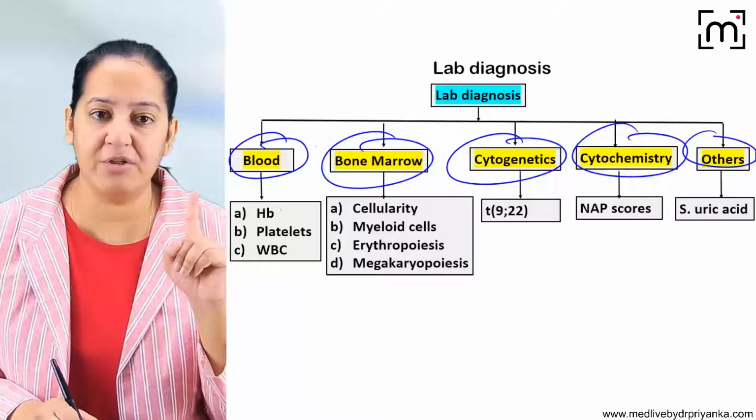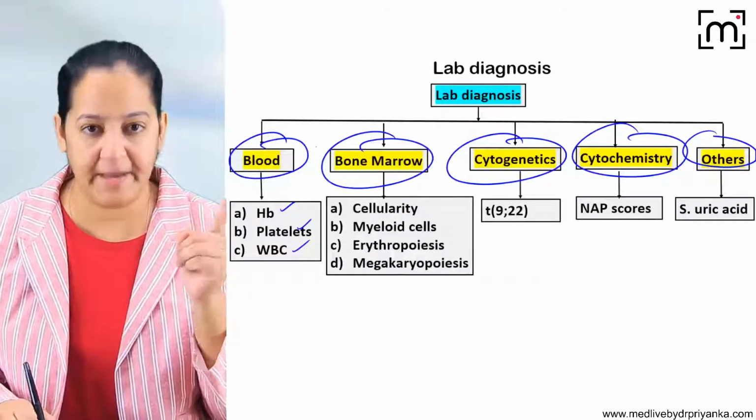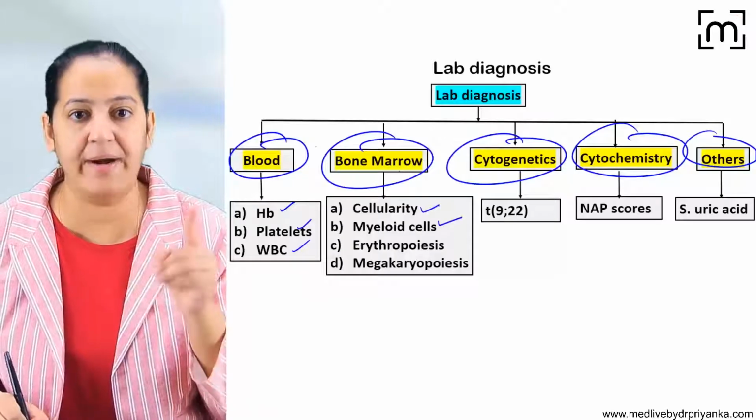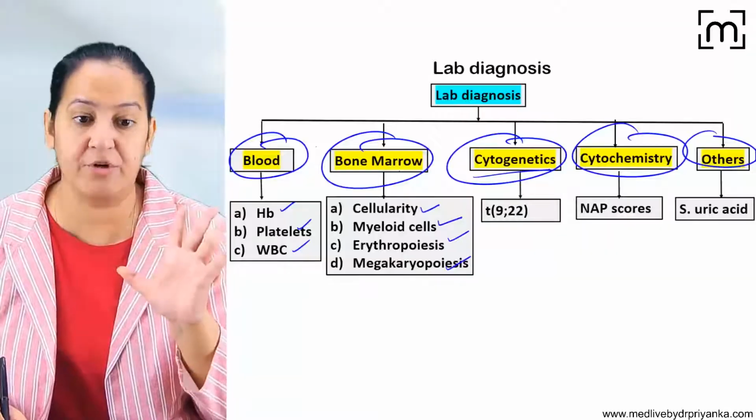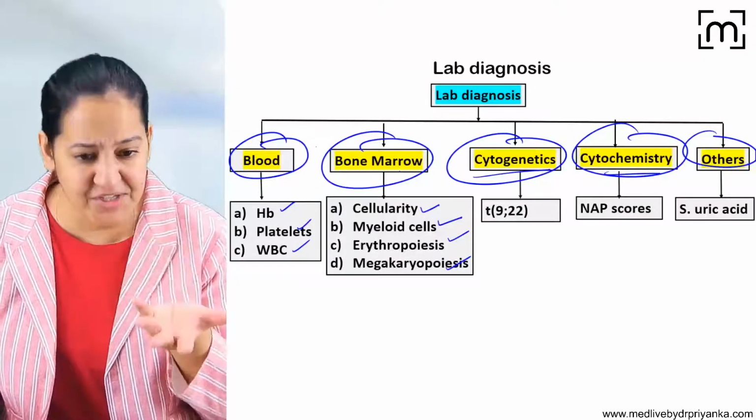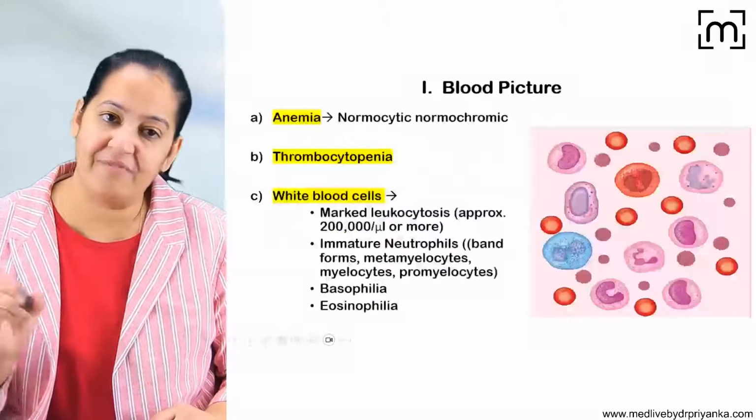In the blood picture, comment on hemoglobin, platelets, and WBC. In the bone marrow, comment on cellularity, myeloid cells, erythropoiesis, and megakaryopoiesis. In the cytogenetics, tell the exact mutation. In the cytochemistry, tell the special stain and others. So let's start with the blood picture.